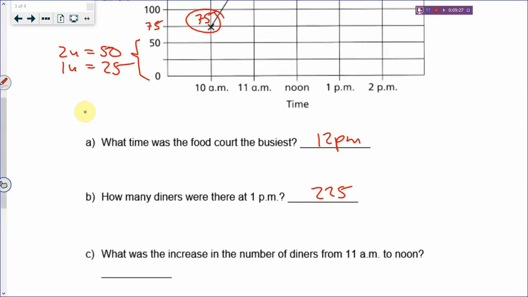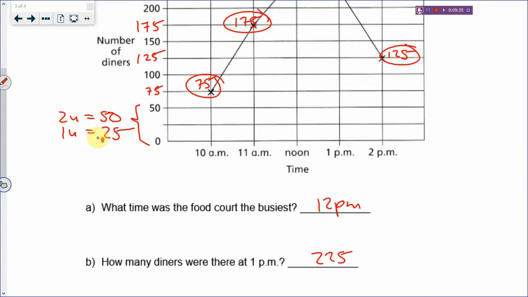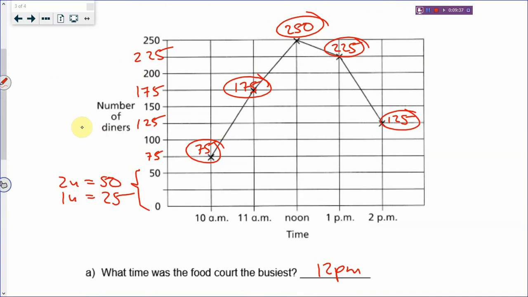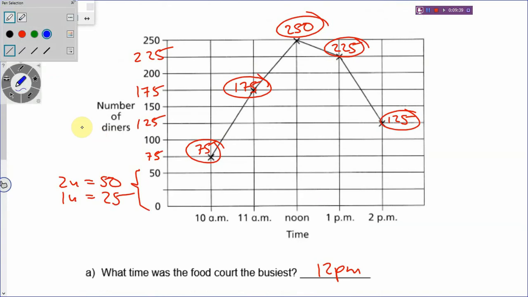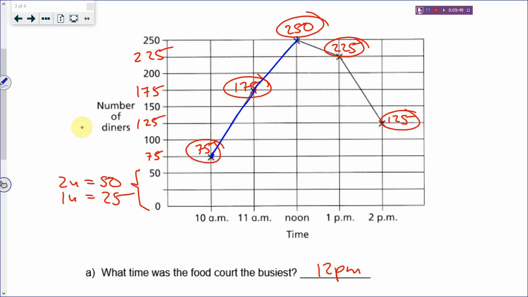What was the increase in the diners from 11 a.m. to 12 p.m.? So you have to look for the line that's going up. So where are the increases? Now, the increase is when you're going up. So from here, going up, that's an increase. And then from here you go up, that's also an increase. Going up means increase. When it's coming down, that's a decrease.